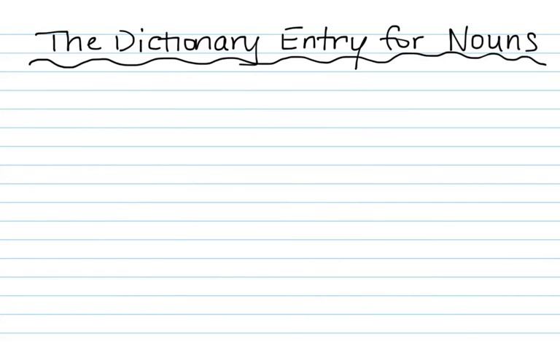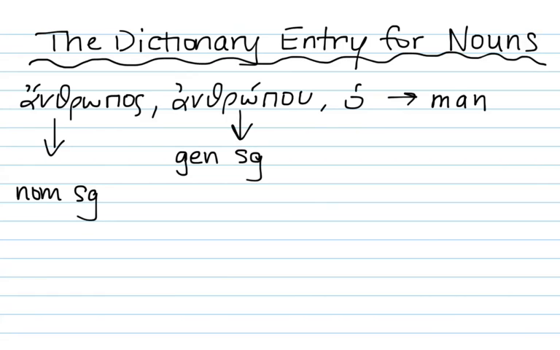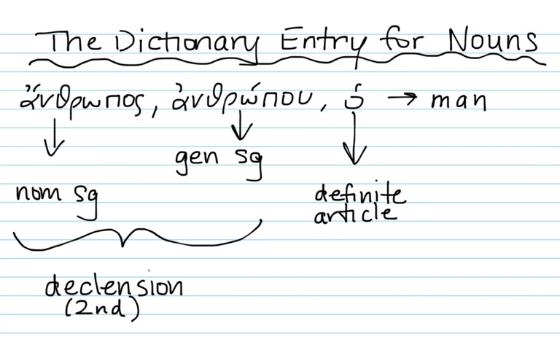For nouns, the dictionary entry will give you, say, for example, anthropos, anthropou, ho, and then the meaning. The first part is the nominative singular. The second part is the genitive singular. Together, the information you can get from that is the declension. In this case, that's the second declension. And then that last part, ho, is the definite article. That information lets you know what the gender is. And in this case, that's masculine.